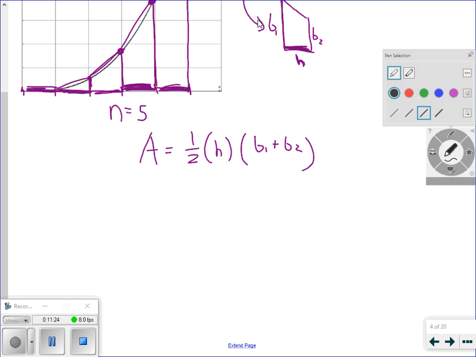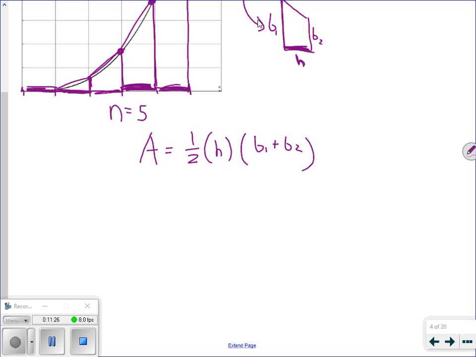Okay? So let's talk about where each of these values come from in the function. Well, your height is going to be the lengths of these bases here. And remember how we found that for the rectangle? That's (b minus a) over n, right? Or another way of saying that is delta x. So we have 1/2 times (b minus a) over n. All right, now the bases. Think about how the bases are going to work.